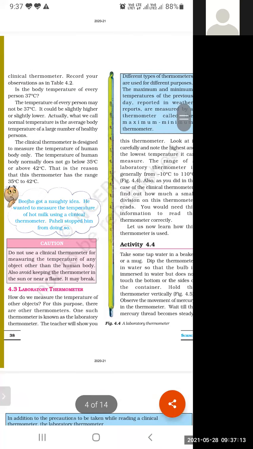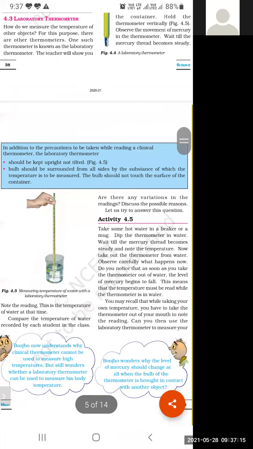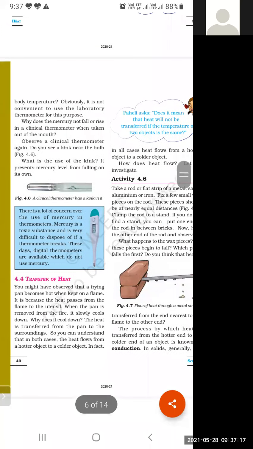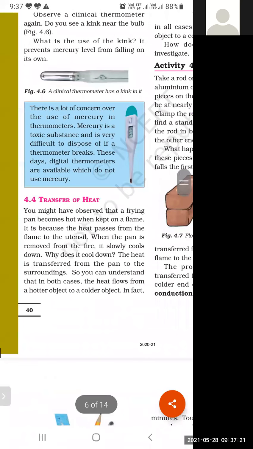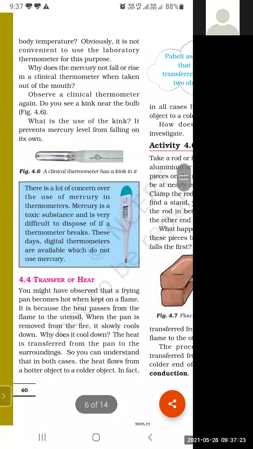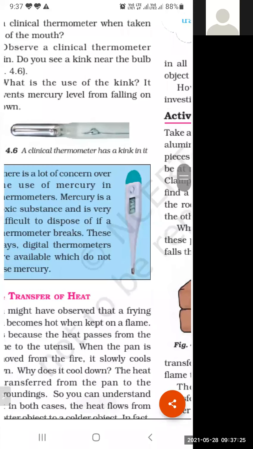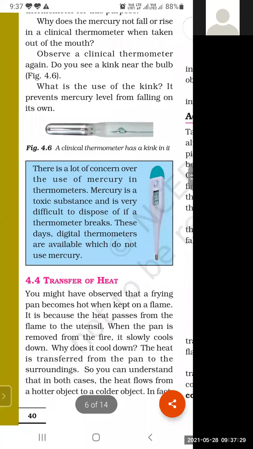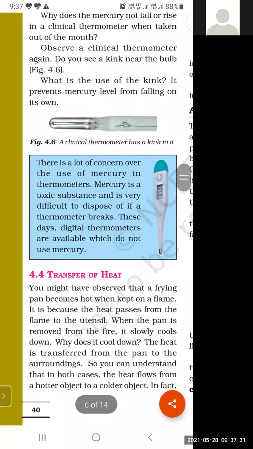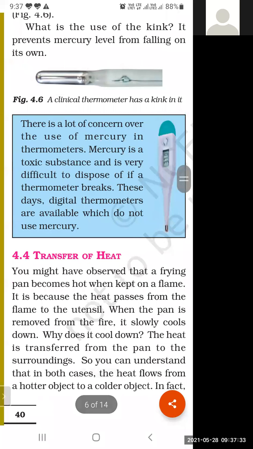Okay, students, now we are going to learn about heat transfer. This is our today's topic, heat transfer. So what is heat? Heat is a sensation of hotness or coldness. The sensation of hotness or coldness is the heat, which means it is a form of energy.